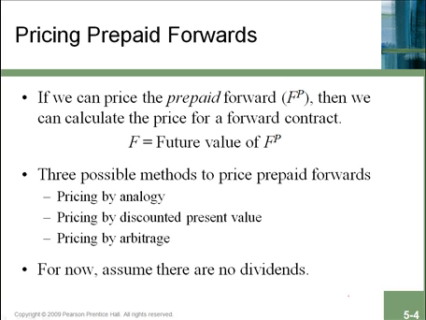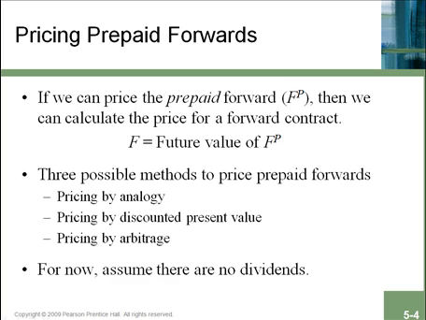Well, there are three alternative methods that we might use to price a prepaid forward, and they all lead us to the same answer, but it's sometimes useful to look at different methods for pricing because one of them is probably going to make more sense to you. It's going to be a little more intuitive and convincing than the other methods might. So let's look at pricing by analogy, pricing by discounted present value, and then pricing via an arbitrage argument.